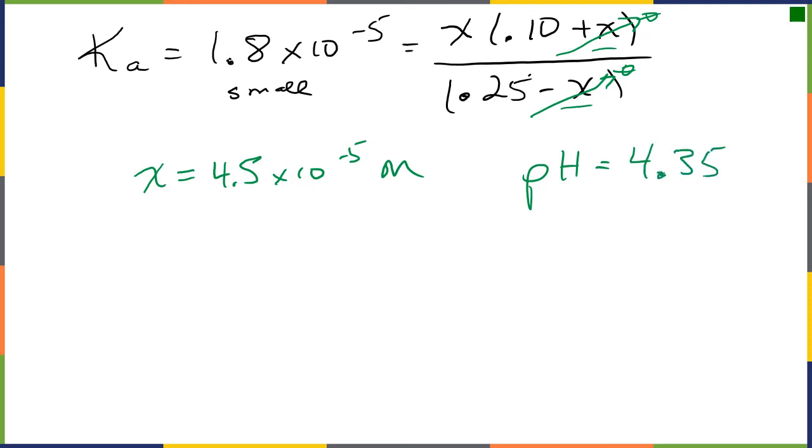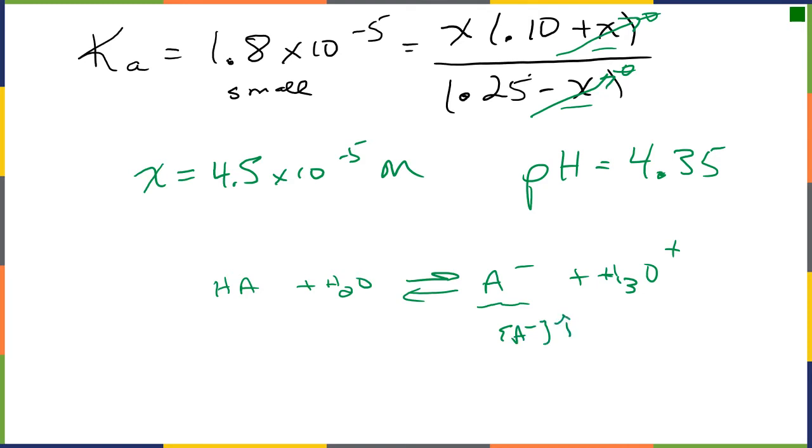So what did we do? Well, we took our equilibrium where we had our weak acid, put it in water, and made the conjugate base and hydronium. And when we added some of the conjugate base, and the concentration of the A minus went up, the equilibrium shifted in this direction. And now we have a new equilibrium with a pH of about 4.35.